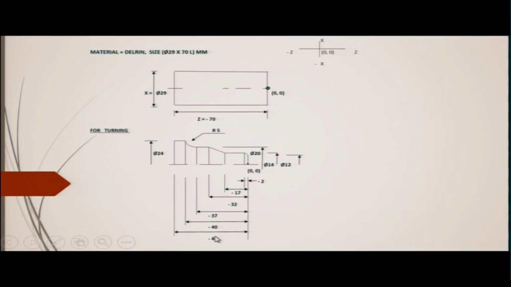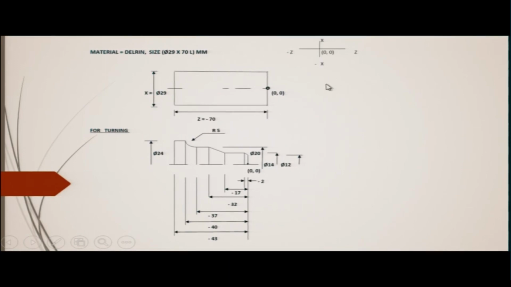Now, these are the linear dimensions which are given. So, the total length of the part is 43 millimeter. From here it is 37 millimeter is the surface here. Now, you can see that in all these dimensions there is a negative sign here.